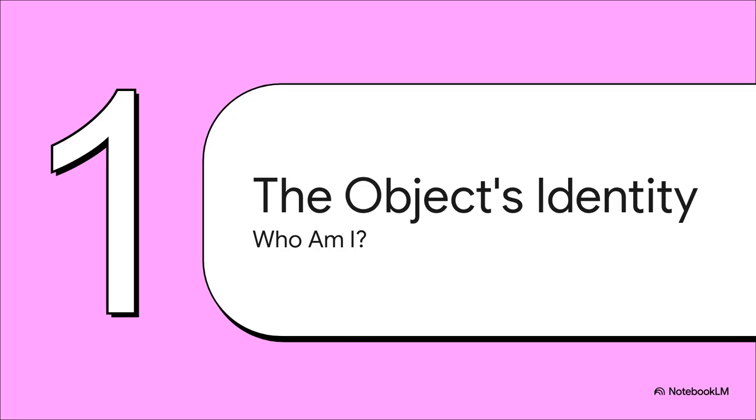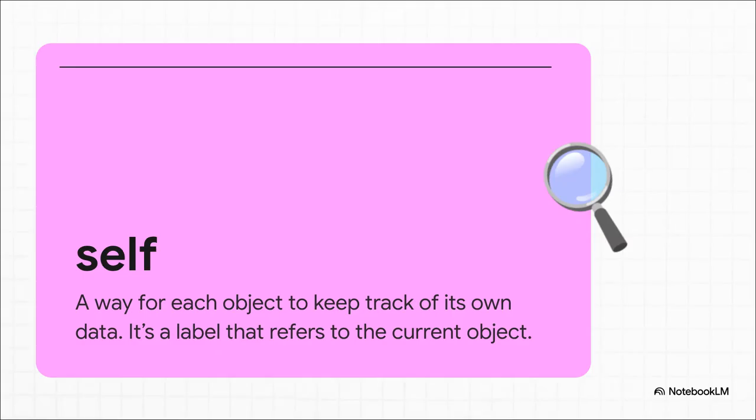Okay, but that brings up a really interesting puzzle. If all these player objects are stamped out from the same mold, how does player 1 know about its own health? How does it not get confused with player 2's score or player 3's inventory? When you tell an object to do something, how does it know to do it to itself? Well, the answer, the whole secret, is the self parameter.